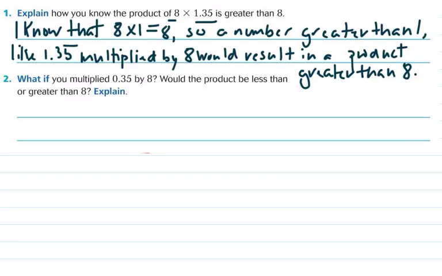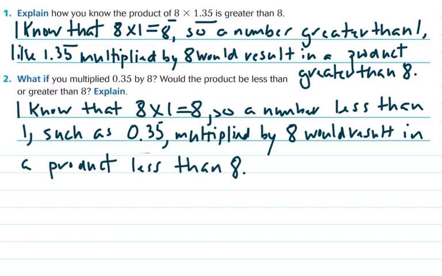So boys and girls, again, remind yourself, I know that 8 times 1 is 8. So a number greater than 1, like 1 35/100, multiplied by 8 would result in a product greater than 8. Now, boys and girls, it says, what if you multiplied 35/100 by 8? Would the product be less or greater than 8? And most importantly, it says to explain.